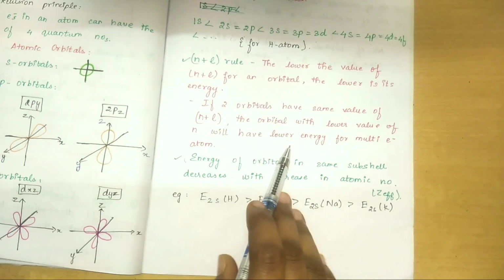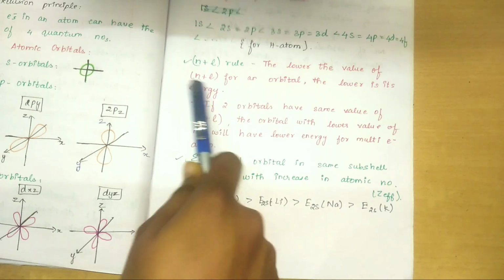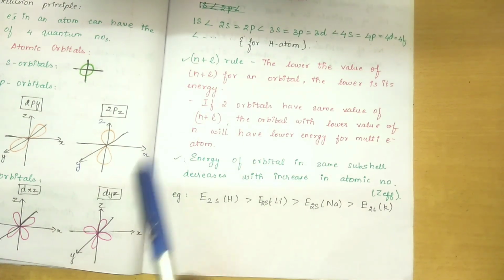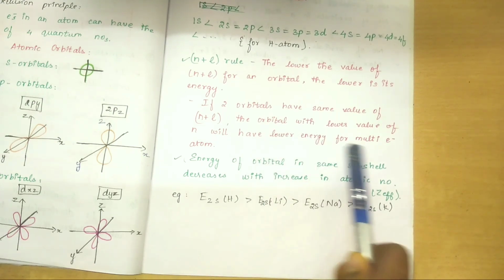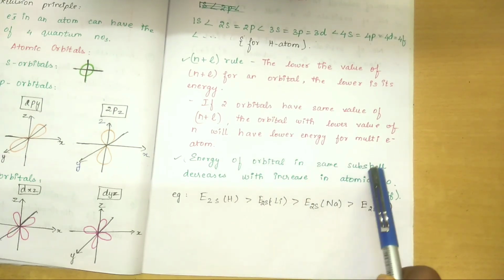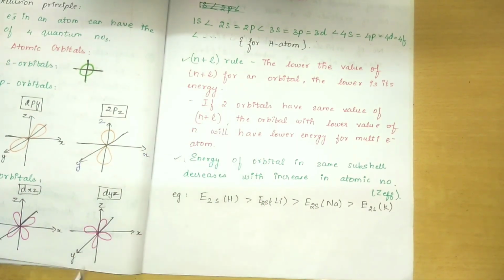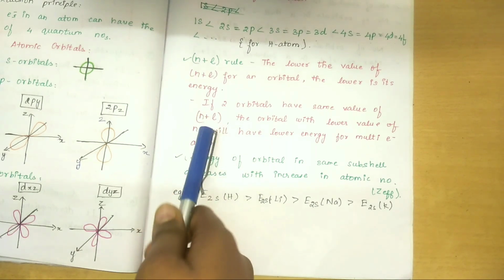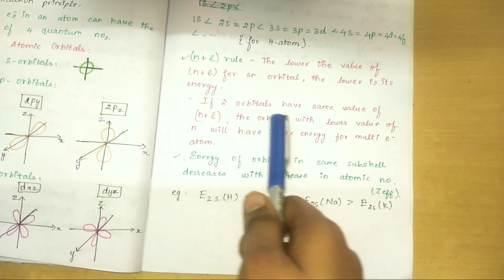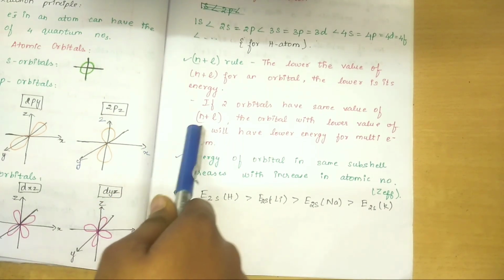If two orbitals have the same value of n plus l but different principal quantum numbers, the orbital with the lower value of n will have lower energy for a multi-electron atom. You have to take n as the determining factor for which has more energy or less energy. This applies only if the two orbitals have the same value of n plus l, then you should compare the n values.